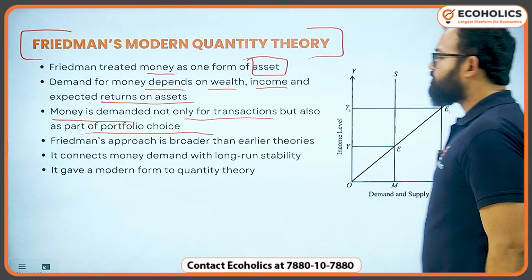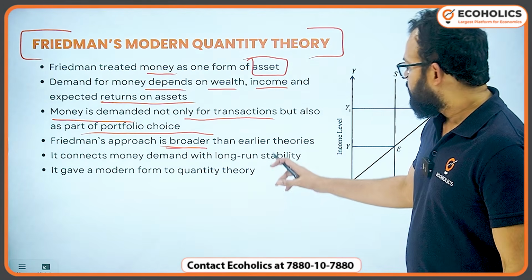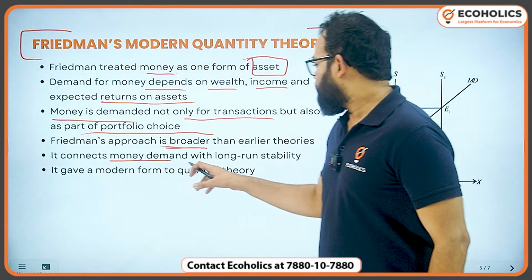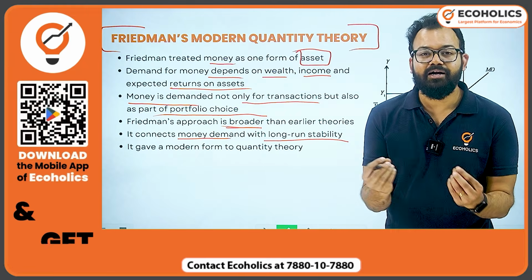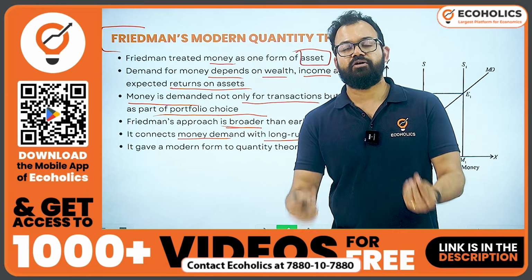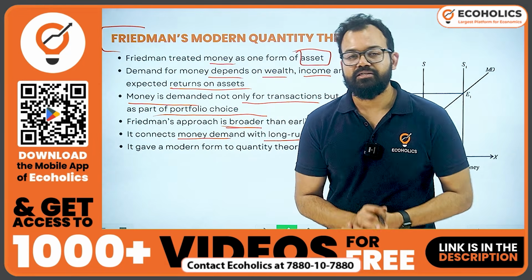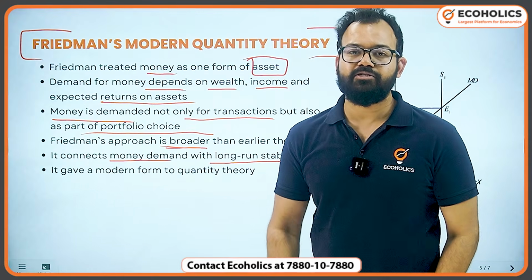So Friedman's approach is broader than earlier ones like Cambridge, Keynes or Fisher. Okay? And it connects money demand with long run stability. So money demand, who will demand money in a country? When a country is growing, people demand more money if interest rates are down. So in the examination, while you're writing an answer, you always put examples. If you don't put examples, you will lose marks.